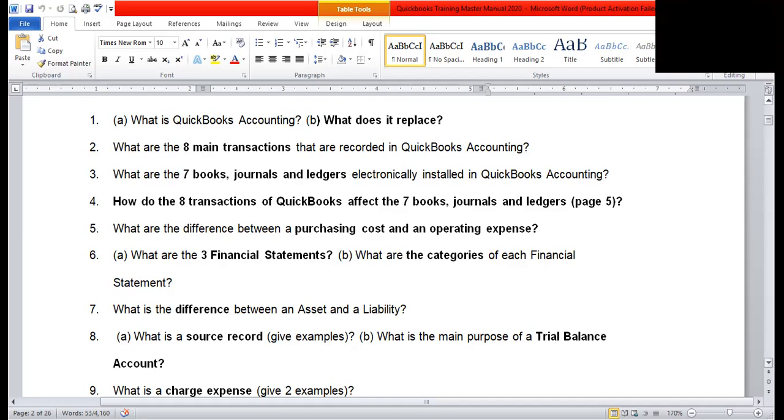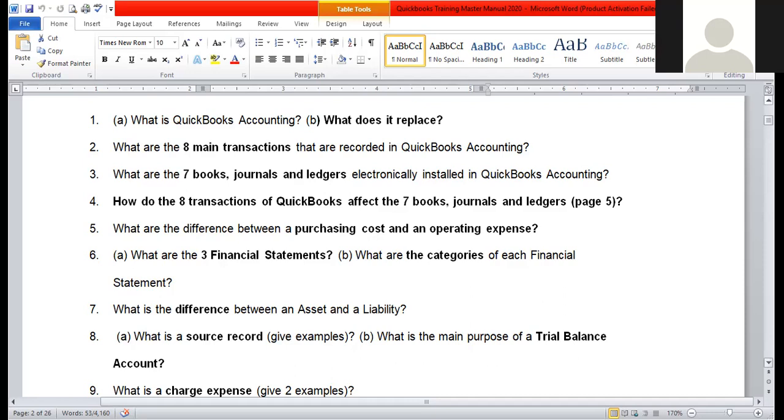Now, what are the 7 books, ledgers, and journals? Sales journal, purchase journal, expense journal, cash book. You have the accounts payable ledger and the accounts receivable ledger, and the general ledger. And the what ledger? General. Excellent. All right, so now I know you already know this one.